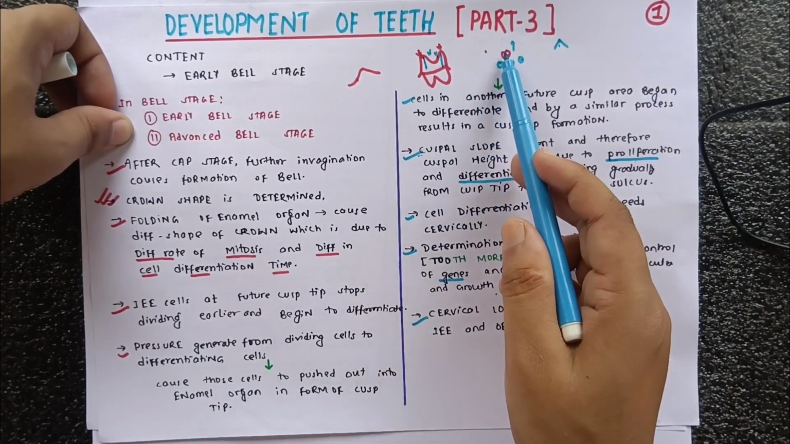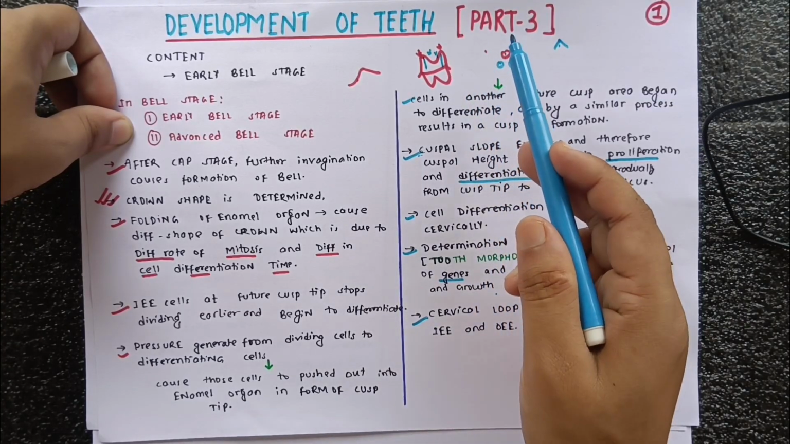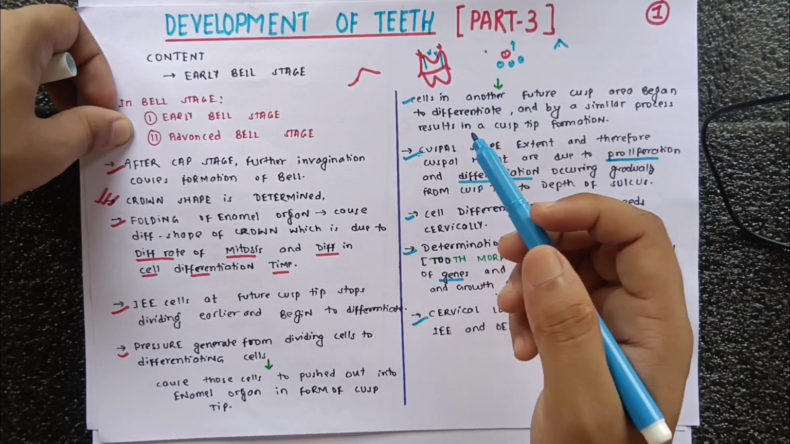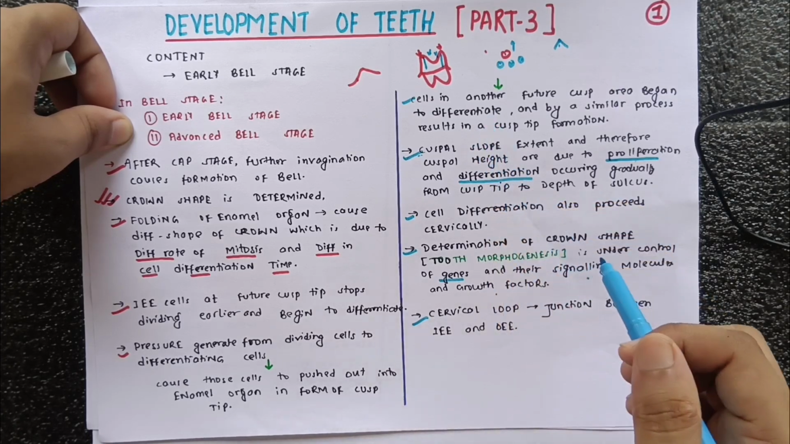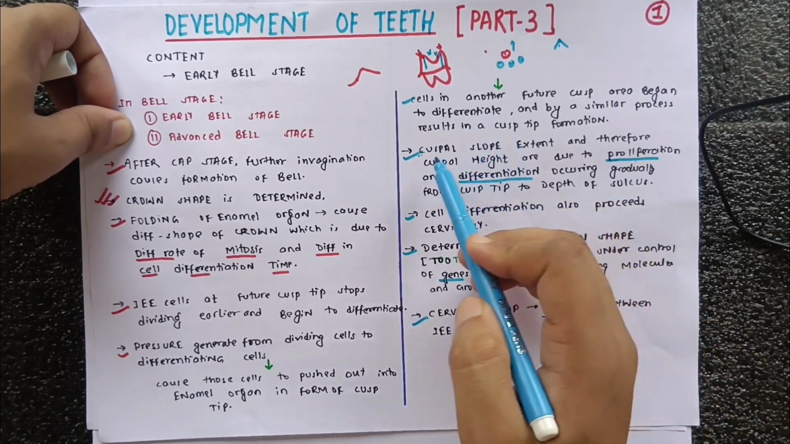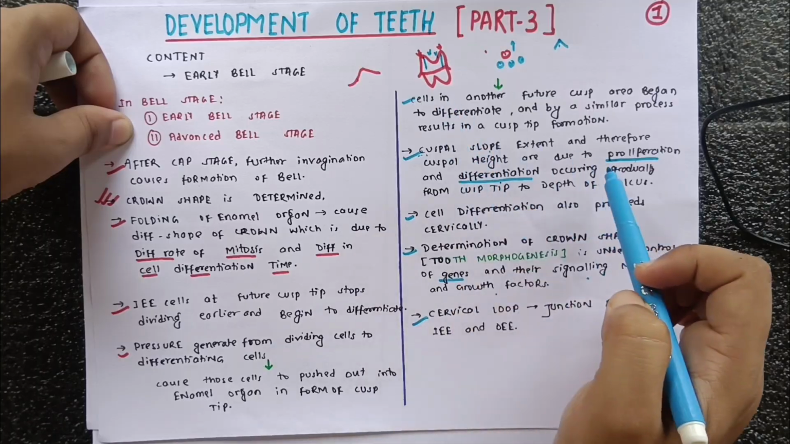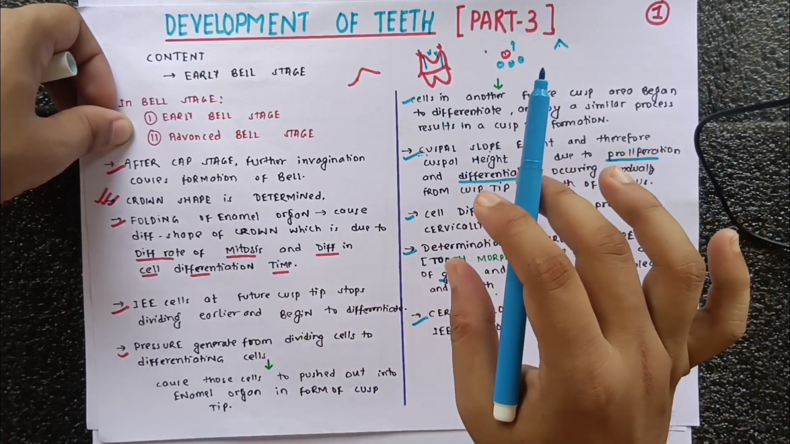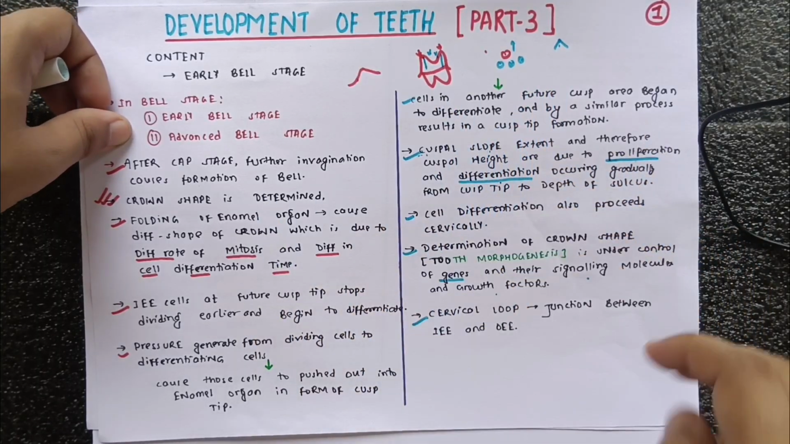And as the differentiating cell reaches the cusp tip, differentiation starts from there and moves toward the cervical areas, and that leads to the formation of the cuspal slope and the cuspal height. Okay, so this is the concept that you should take from this paper.